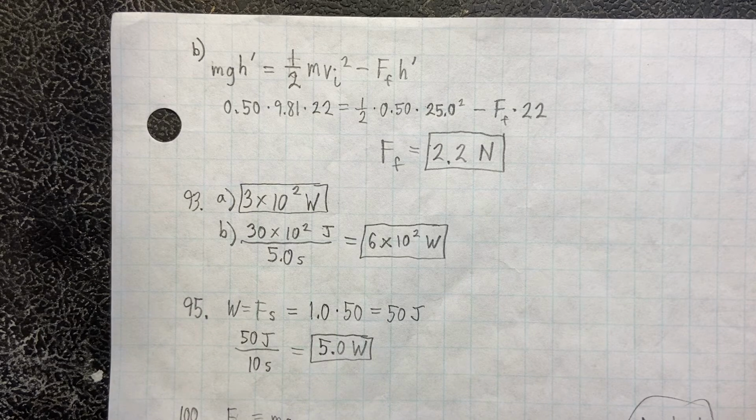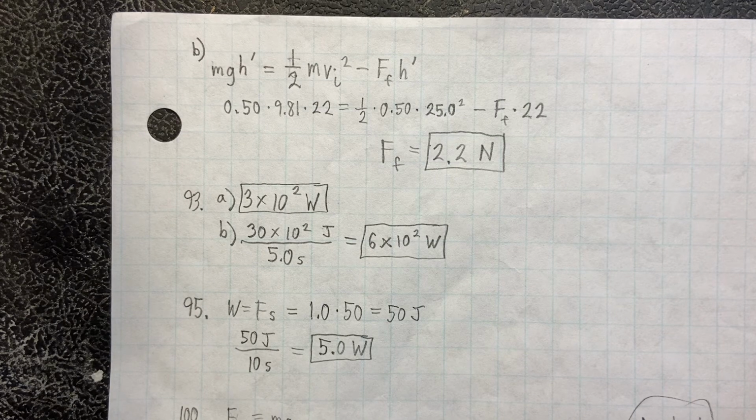Okay, so what we do is we say, all right, the final kinetic energy that this thing ends up with when it's a certain height above the ground has to equal the initial kinetic energy that it had minus the work done by friction.